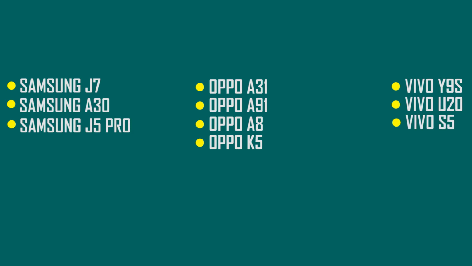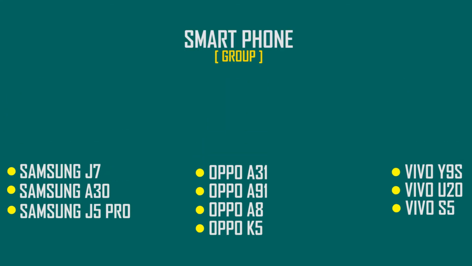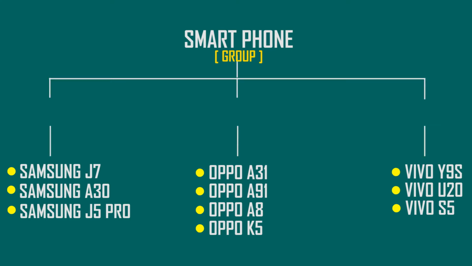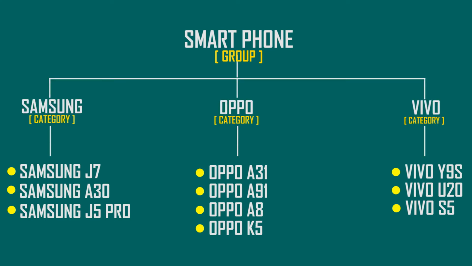Now you want to keep these products in one group. All these products will come under a group that is smartphone. And you want to categorize these. You categorize these like Samsung, Oppo and Vivo. Let us implement in PEASx.